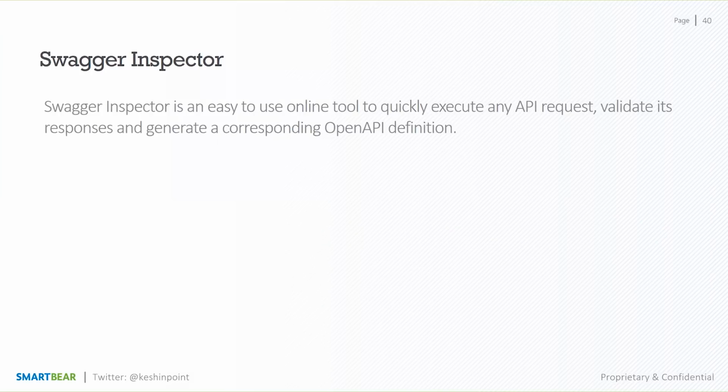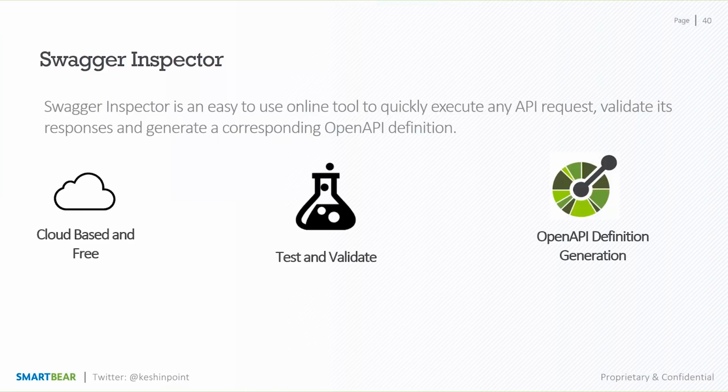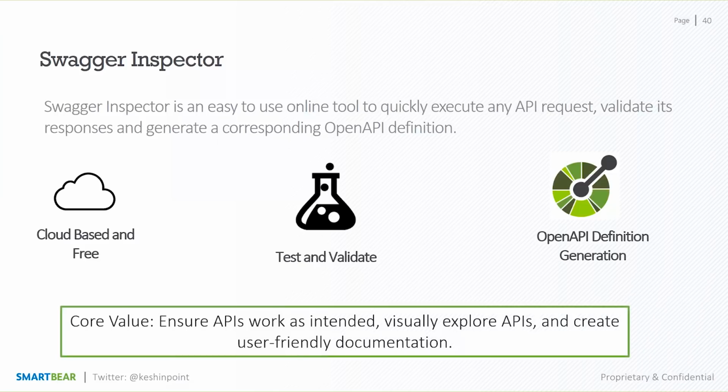So it's an easy to use online cloud-based tool to validate an API. Also, while you're validating, it generates a corresponding OpenAPI definition. So you can, on the cloud itself, generate the OpenAPI documentation or your definition from existing APIs which don't have a definition in place. Right? So the core value, of course, is to not just ensure that the APIs work as intended, because you're validating the API, but you're also simultaneously generating the definition, which in turn leads to user-friendly documentation.